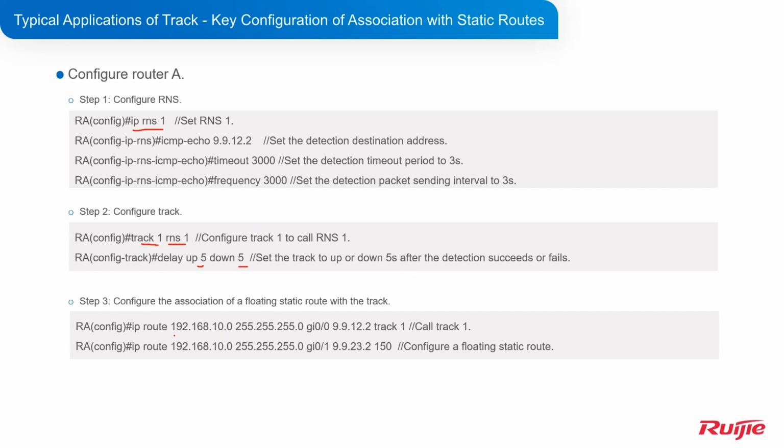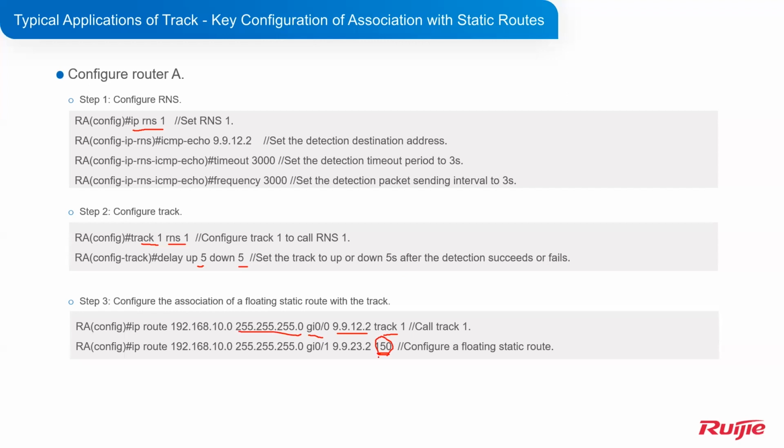Let's see the configuration. IP route 192.168.10.0, mask length is 24, of course, mask here. G0/0, the interface G0/0, the destination is 9.9.12.2, track 1. We call track 1 in static routes. And for the other is similar, but what's different is here. Configure floating static routes by changing the preference value of this entry to be 150.